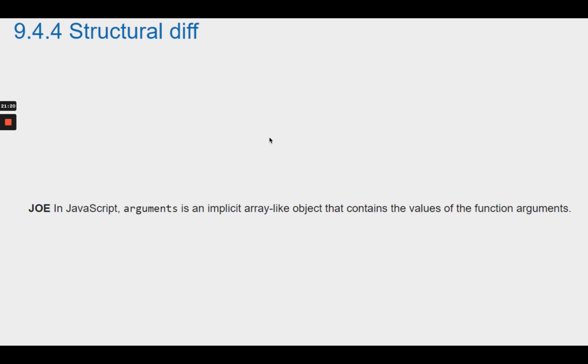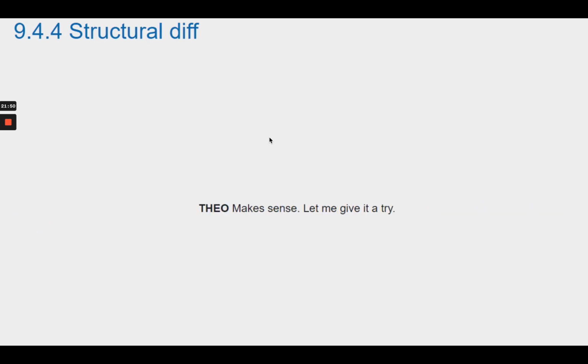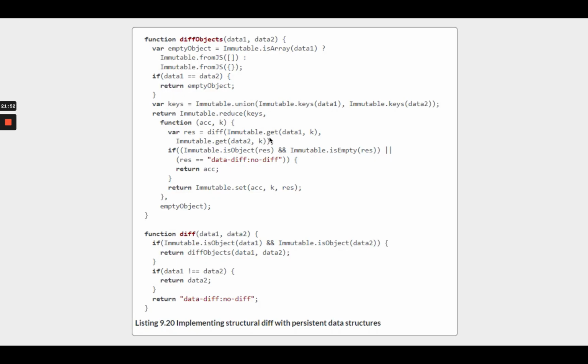Joe, in JavaScript, arguments is an implicit array-like object that contains the values of the function arguments. Theo, I see. It's one of those pieces of JavaScript magic. Joe, yep. We need to use arguments because Lodash and immutable.js differ slightly in the signature of the union function. Immutable.set.union receives an array of lists, whereas Lodash _.union receives several arrays. Theo, makes sense. Let me give it a try.